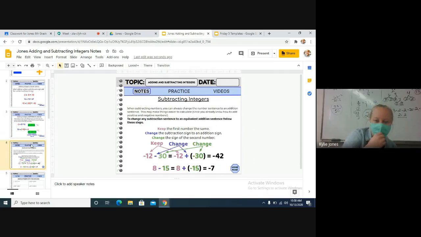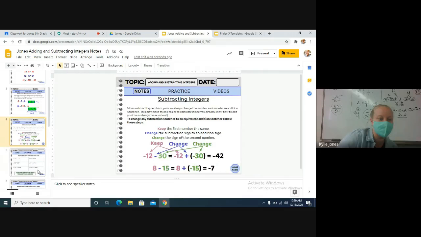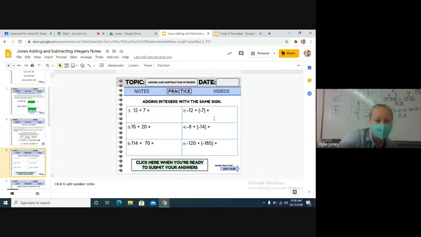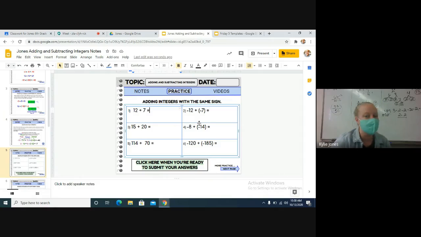So instead of looking at slide number 4 where it says subtracting, we're going to skip that and go straight to slide number 5. There are 6 problems here that we're going to do. We'll do 3 together, and you'll do 3 on your own. Okay? This one is adding integers with the same sign. And if you don't remember how to do this, where can you look right now? Like on your own PowerPoint, where could you look if you don't remember how to do it? Which slide?